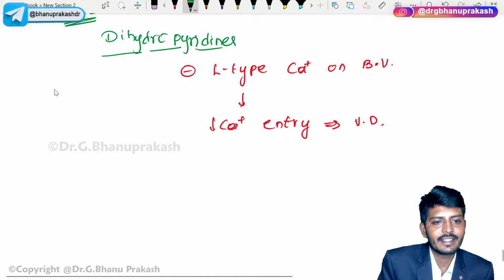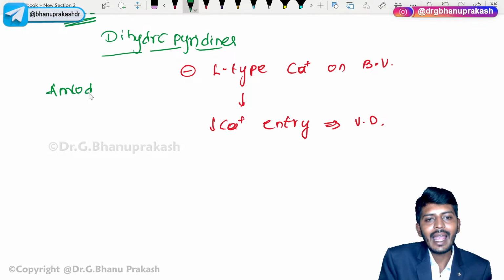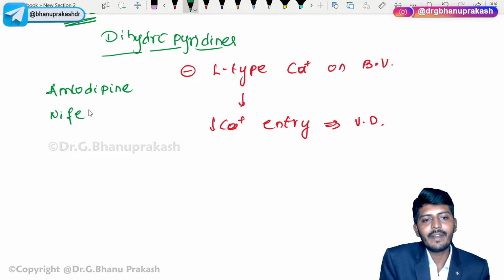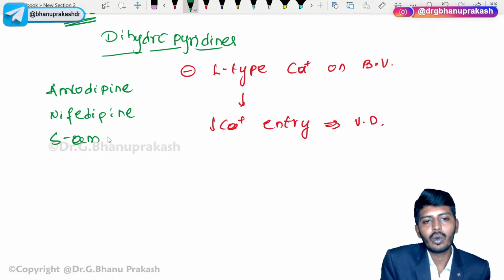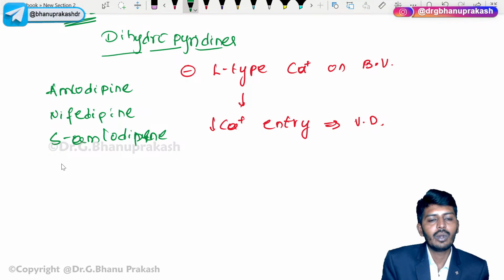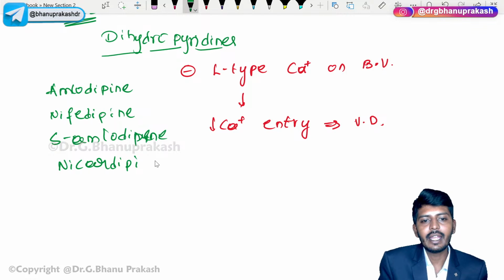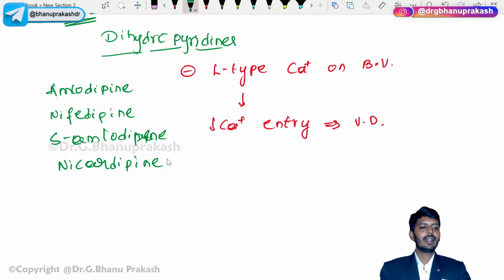We have drugs such as amlodipine. Then we have one more drug called nifedipine. Then we have one more drug called S-amlodipine. There are so many drugs, all of them ending with dipine. We have one more drug called nicardipine, which can also be used in the treatment of hypertension.